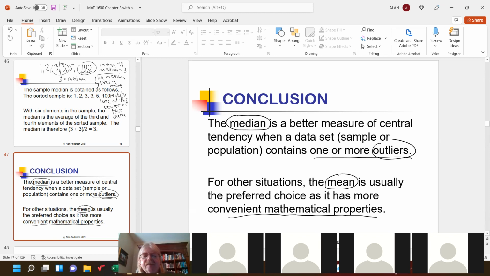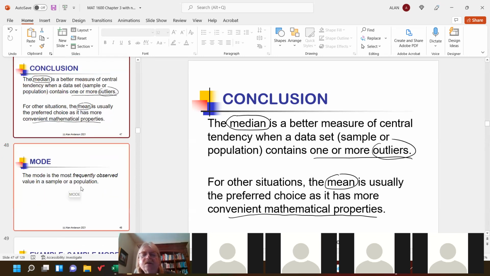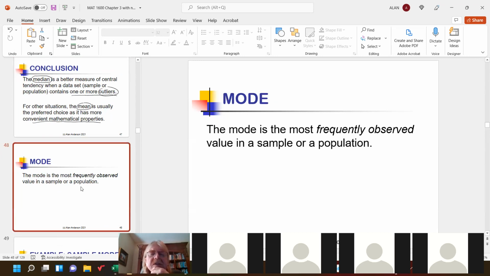Okay. Now, how about the mode? The third and final measure of central tendency, the mode. In many applications, the mode is the least useful of the three. All it is, is the most frequently observed member of the sample or population. Which one shows up the most? That's all it is.